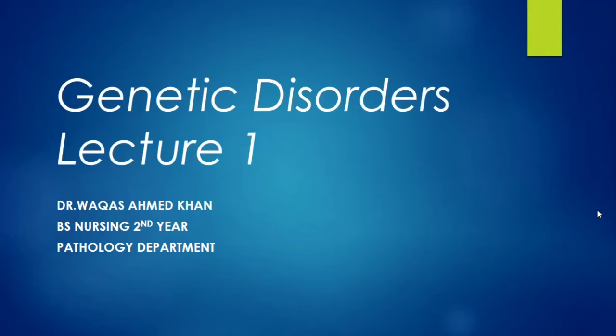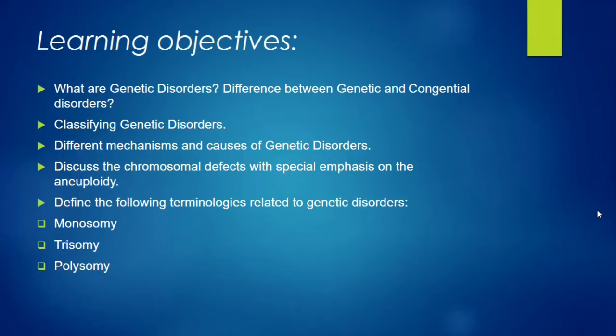Today we will be looking at the first lecture of genetic disorders. So let's start. So first of all, let's look at the learning objectives. At the end of the lecture, you will be able to tell what are the different genetic disorders, what is the difference between genetic and congenital disorders, what is the different classification of genetic disorders, different mechanisms and causes of genetic disorders. You will be able to discuss the chromosomal defects with special emphasis on the aneuploidy, and you will be able to define the following terminologies, which are monosomy, trisomy and polysomy.